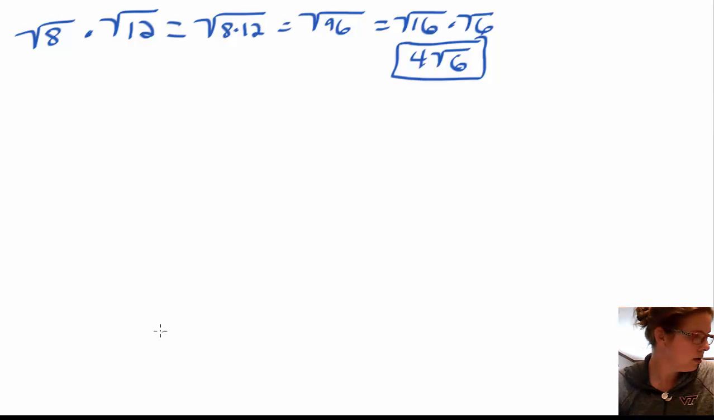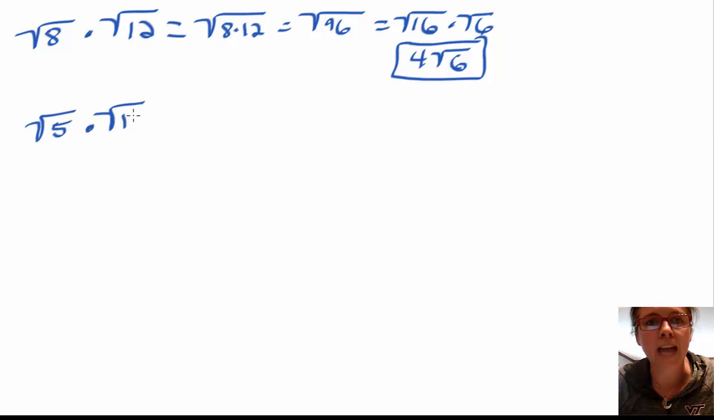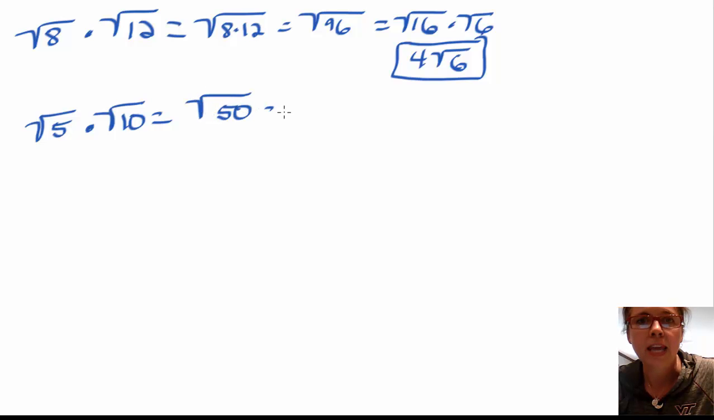Let's do, I'll just make one up. The square root of 5 times the square root of 10. Well, neither of those are perfect squares, so you have to multiply them together to get the square root of 50. Then you break it up into perfect squares: 25 and 2, and this would become 5 square roots of 2.